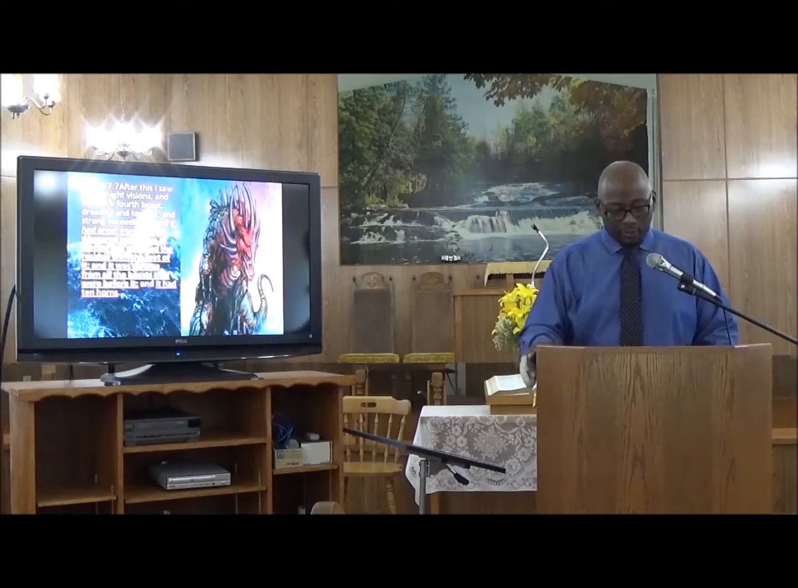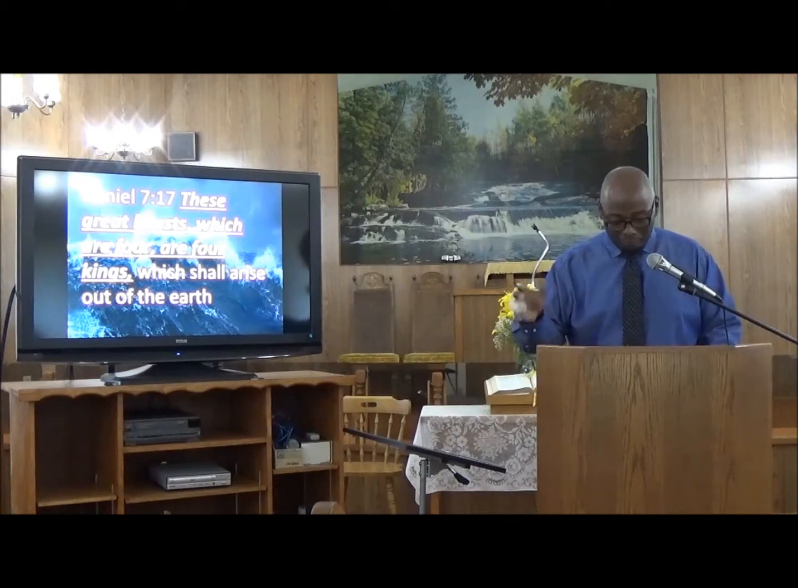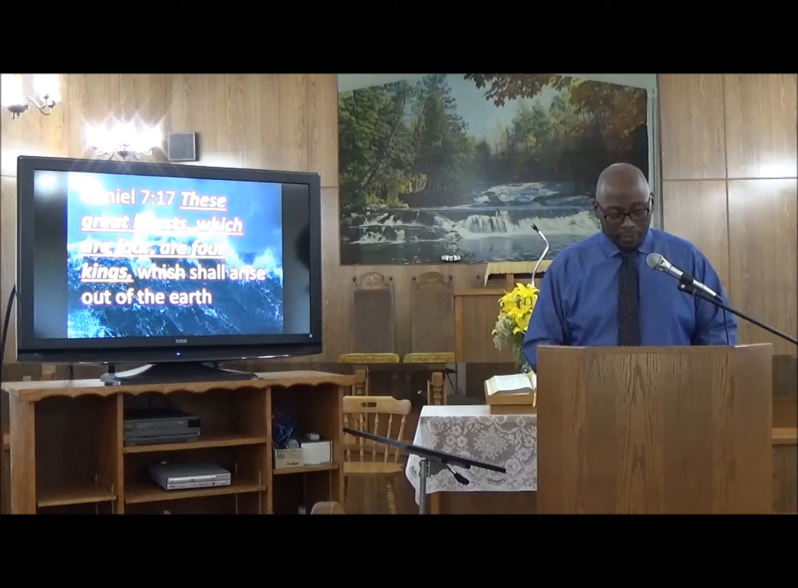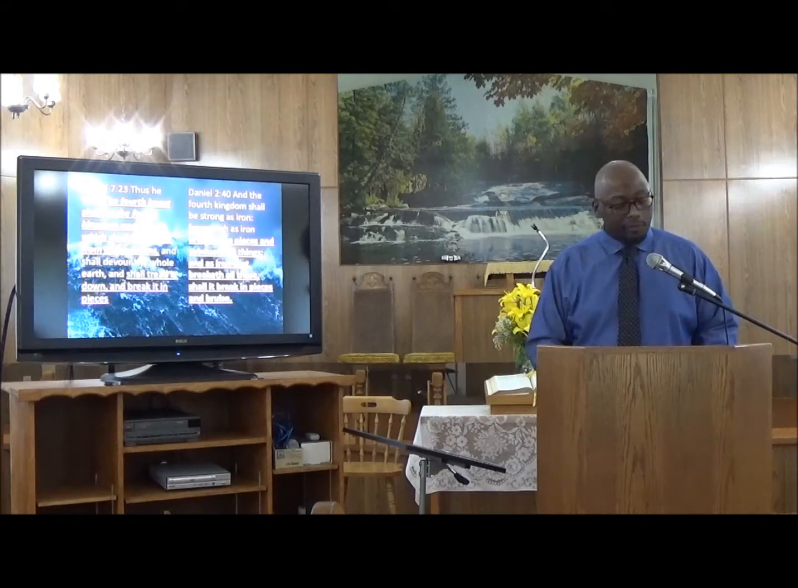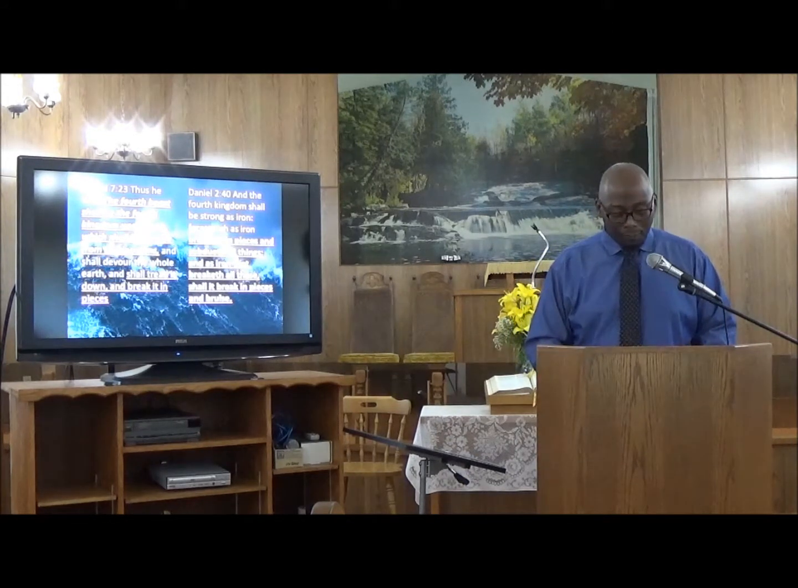We know that the beast is a kingdom in Bible prophecy, represented by a king. In Daniel 7:17, these beasts are four kings which arise out of the earth. And Daniel 7:23, thus he said, the fourth beast shall be the fourth kingdom upon the earth, which shall be diverse from all kingdoms, and shall devour the whole earth, and shall tread it down, and break it in pieces.